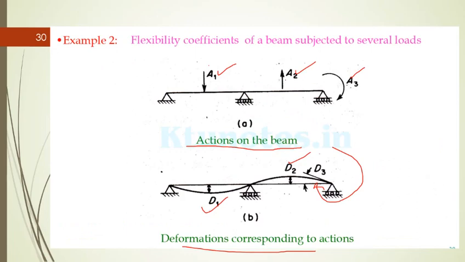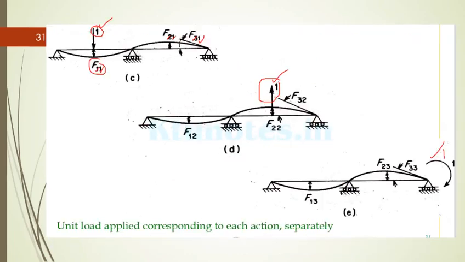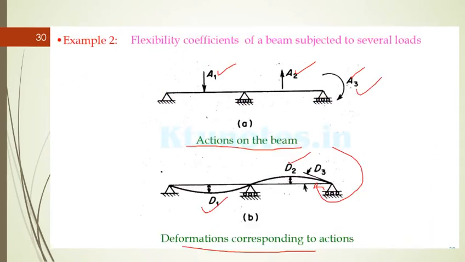The A2 was upwards, so you should apply the unit load in the same direction. And also the flexibility coefficient F12 will be the displacement at the first position due to the second load. F22 will be the displacement at the second position due to the second load. F32, third position, second load. Similarly, you should write for the action 3 also. You should apply a unit moment in this case, as the action is a moment.